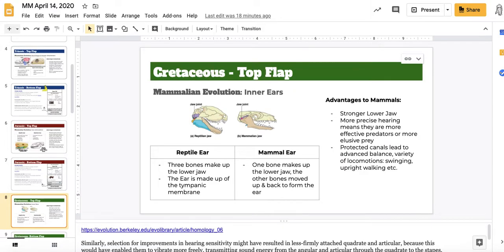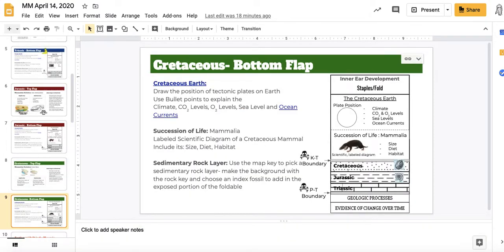Then we go to the Cretaceous top flap. That's where we address the inner ear of the mammal and how the 3 bones of the reptilian jaw moved up and back into the ear of the mammal and what advantage it gave the mammals. And then the bottom flap will be addressing what was going on with the Earth just before the strike of the asteroid that ended the reign of the dinosaurs. You'll want to address what the mammals looked like at that time.